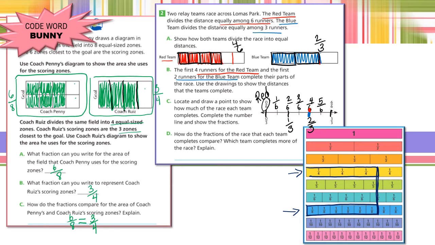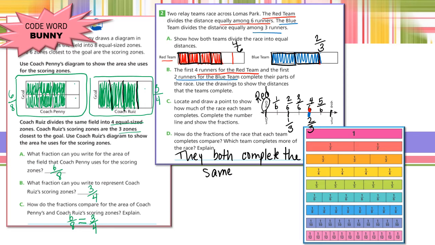Explain. Well, they both complete the same amount of the race. And the reason is because 4 6ths and 2 thirds are the same distance or an equal amount, of the same whole.